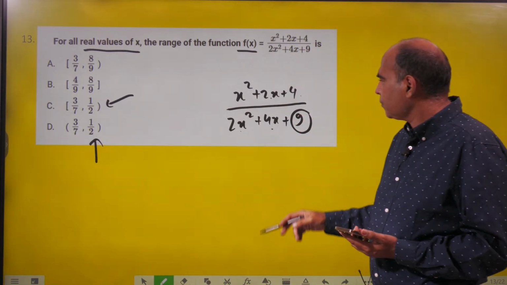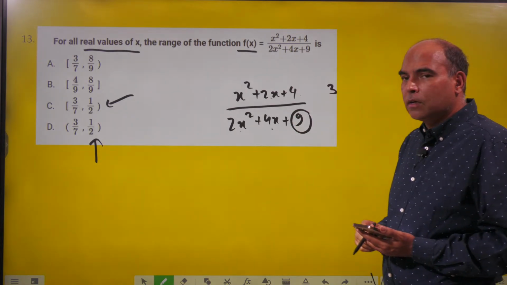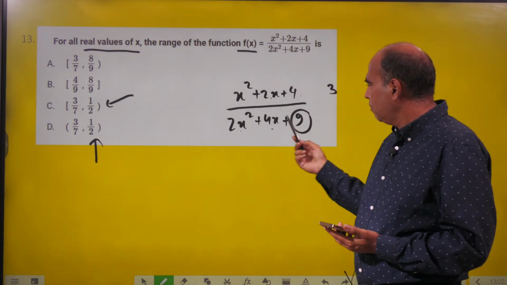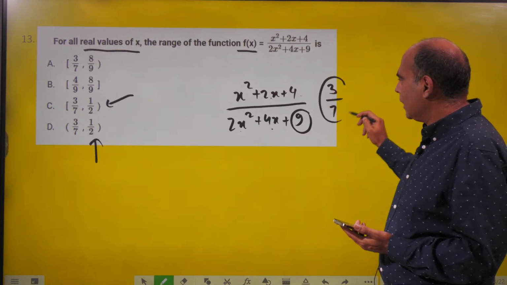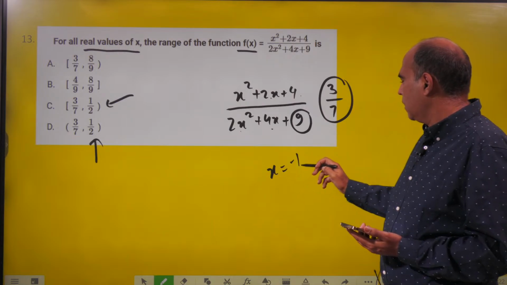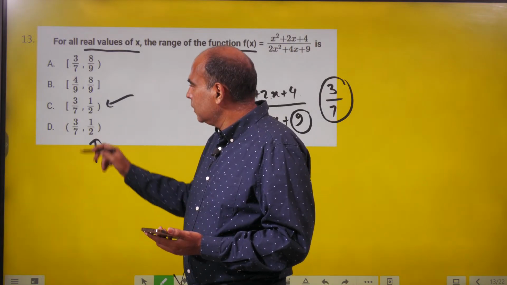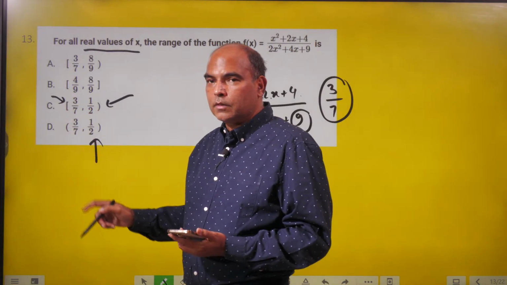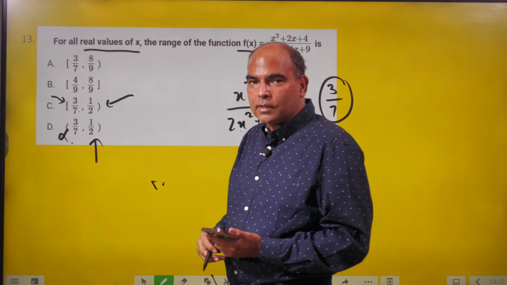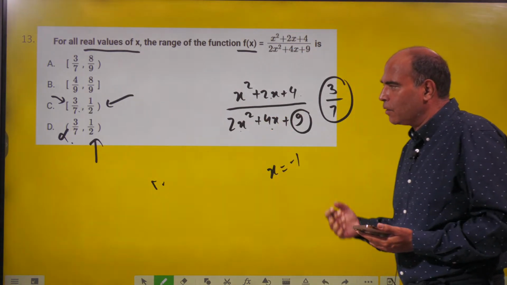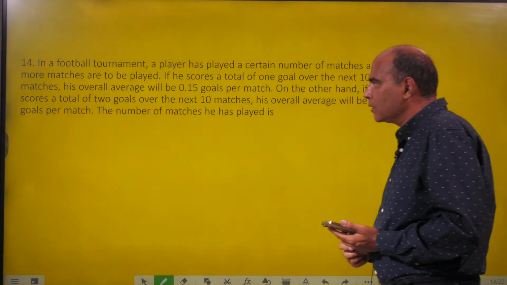At -1, I get 1 plus 4 minus 2. This value becomes 3. And this value is 2 plus 9, 11, minus 4, 7. So at x equals -1, I am able to see an actual value of 3 by 7, which means that 3 by 7 is accepted here. It has to be part of the answer, and I reject option D and come to option C as the answer. There could have been a case where it was tending to 3 by 7 on the lower side, but here we got the exact value. So that's how you get the answer here.